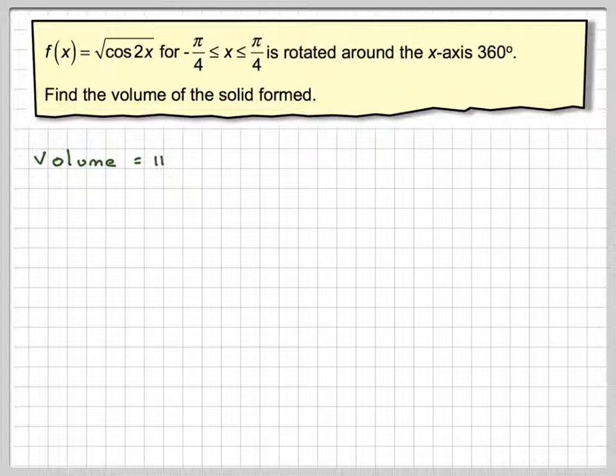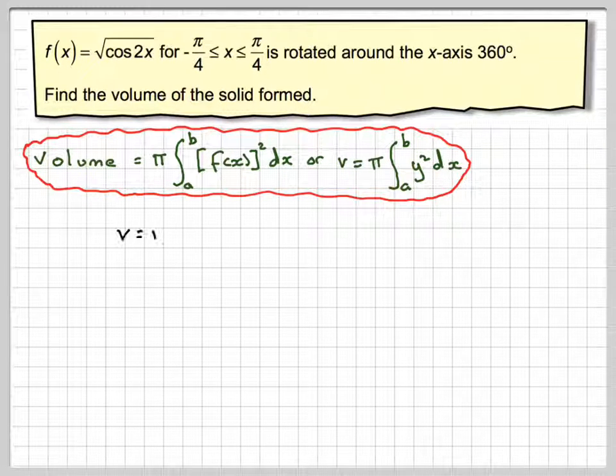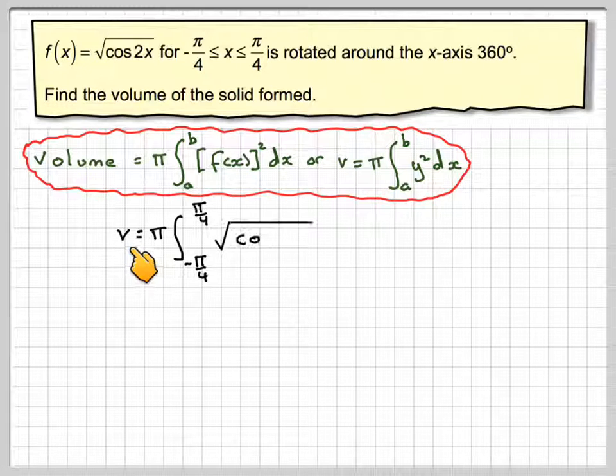So, in order to do a volume of revolution, you need to do pi times the integral from a to b of f of x all squared dx. So little a here will be minus pi by 4, and this will be pi by 4. This is f of x squared, because it's like pi r squared, like the radius of a circle. Or, if we're using y, it's pi y squared dx. So first of all, you need to set up the correct integral for what we need to do.